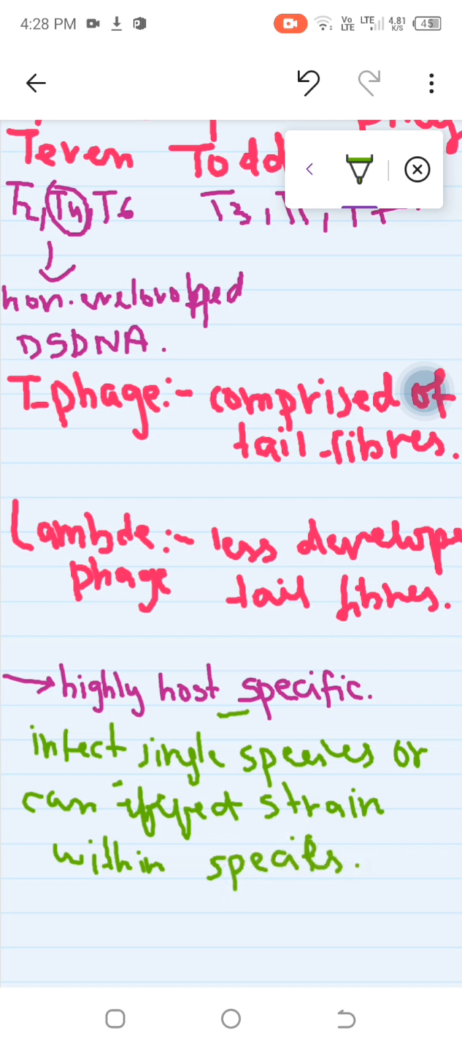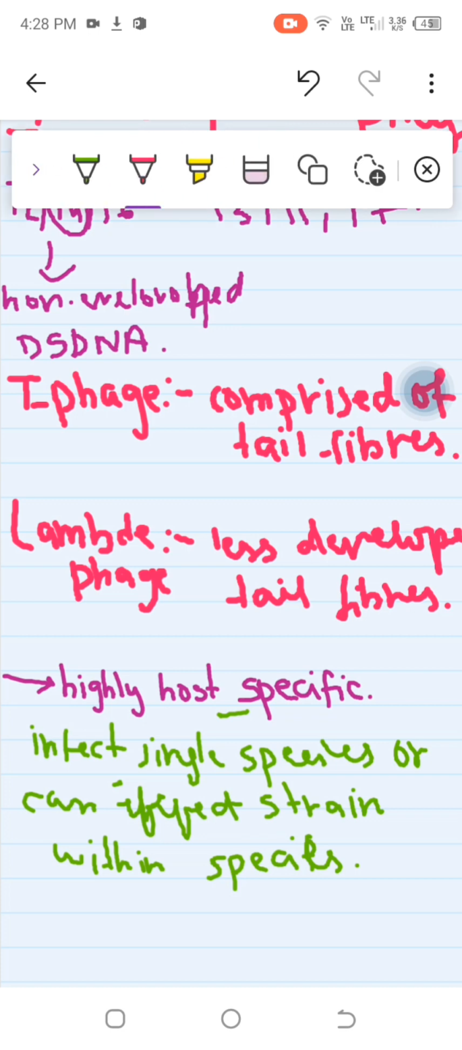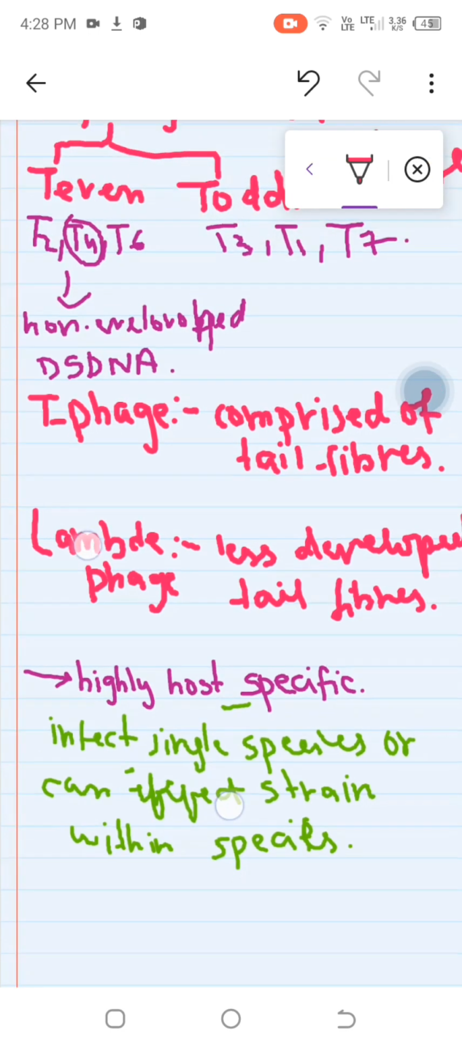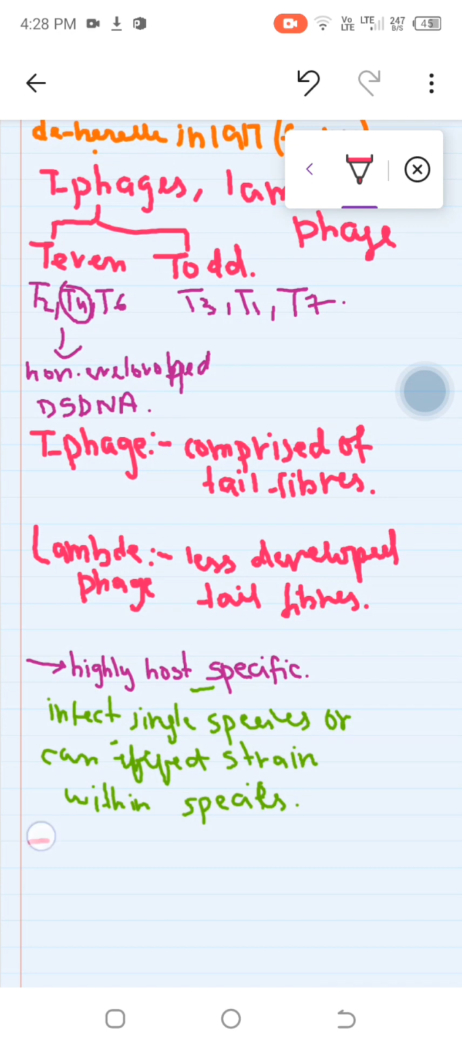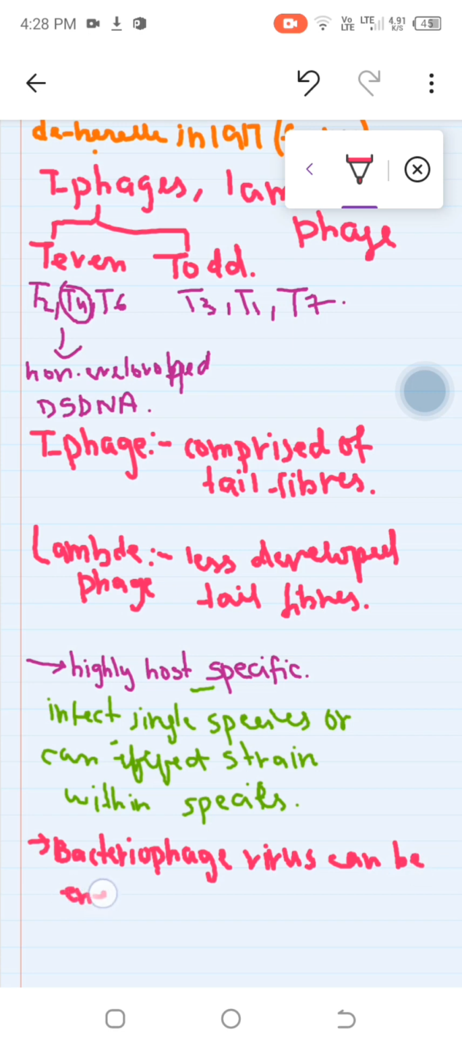Now, the bacteriophage virus can be enveloped or non-enveloped. Now let's see the discovery.